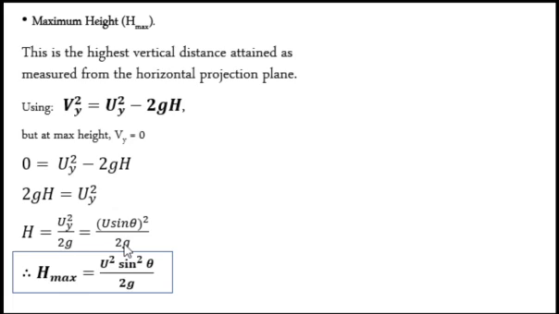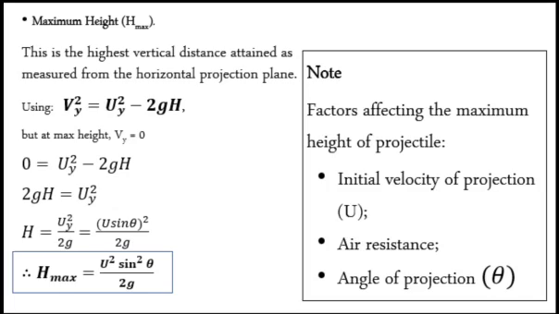Then we have to look at the factors affecting maximum height. There are 3 factors affecting maximum height. We have the initial velocity of projection, we have air resistance, and the final one is the angle of projection. All these are factors affecting the maximum height of a projectile. The higher the initial velocity, the higher the maximum height. The higher the air resistance, the lower the maximum height. And the higher the angle of projection, the higher the maximum height. Okay.